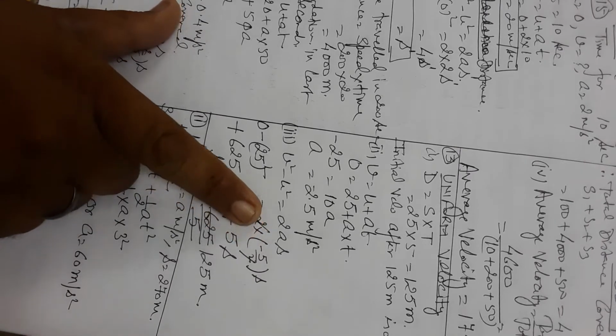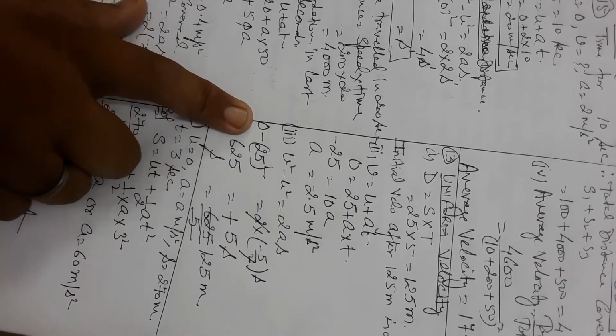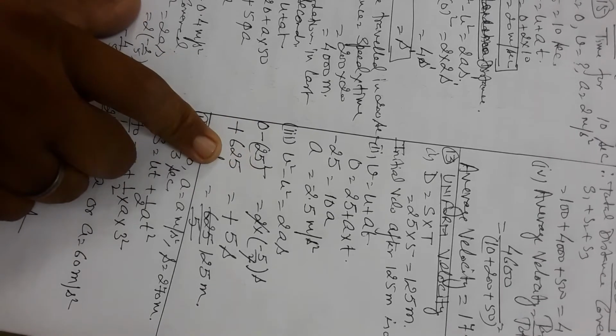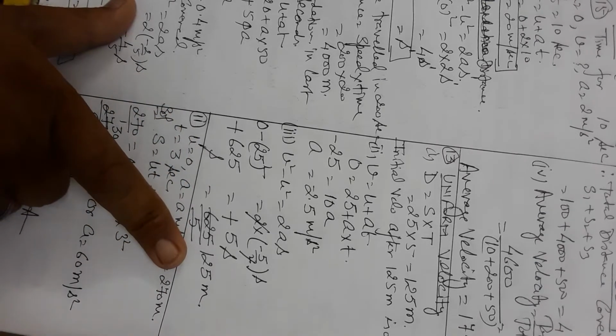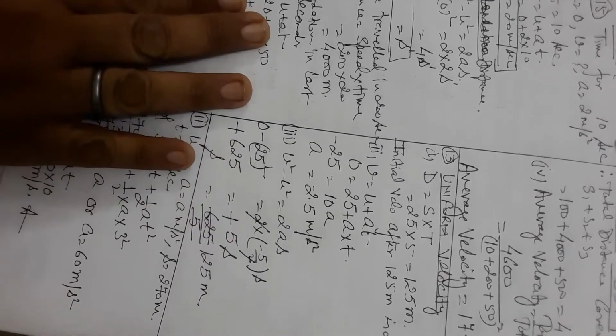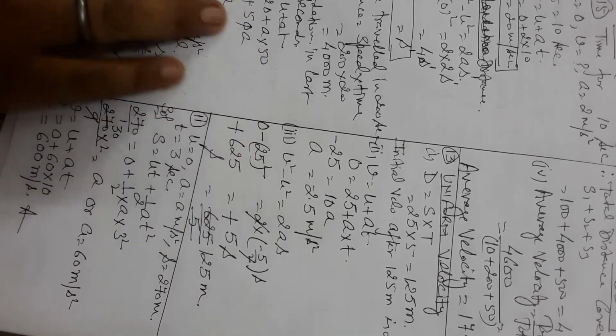Third equation of motion: V square minus U square is equal to 2AS. V, the final velocity, is 0. U square is the initial velocity square, 25 square, 625. 2 into A, minus 5 by 2, S. So here it comes as S is equal to 125 meter. This is the distance travelled by the car after the brakes are applied. Clear? Next, till here we have done 15, question number 13.